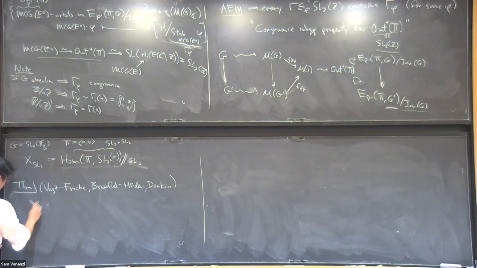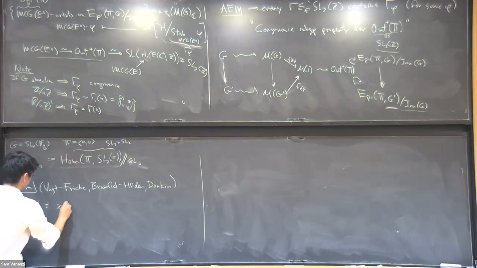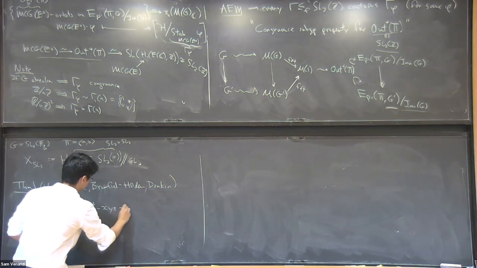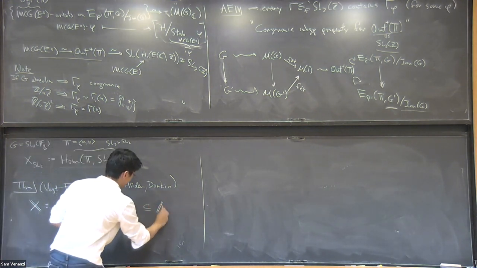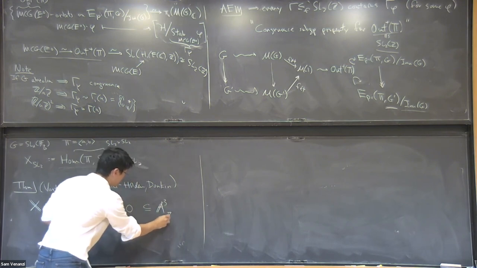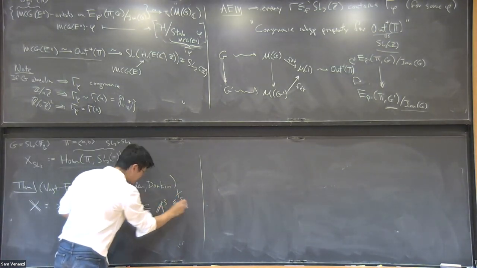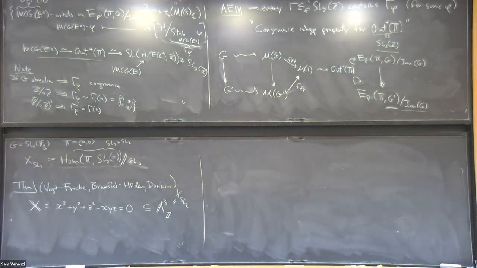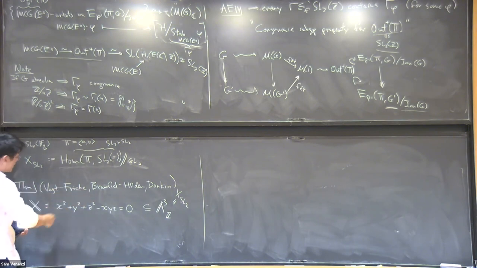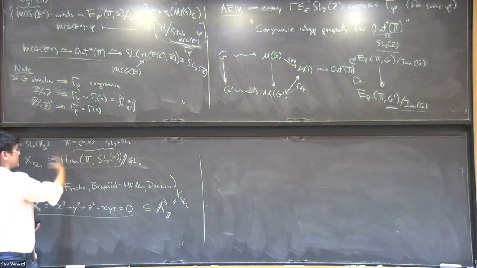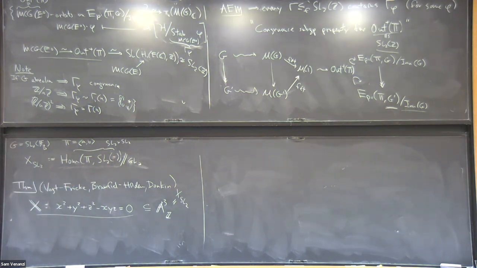Okay, so let's just say that we want to consider the surface. This is the Markov surface, right? x squared plus y squared plus z squared minus xyz equals 0. So we want to view this as a surface inside affine 3-space over Z. It's a theorem of these guys that this character variety for SL2 representations of pi is actually isomorphic over Z to affine 3-space over Z. And from this, you can show that this Markov surface, certainly a surface inside affine 3-space, corresponds to a hypersurface inside this character variety. And in fact, this hypersurface has a very nice interpretation.